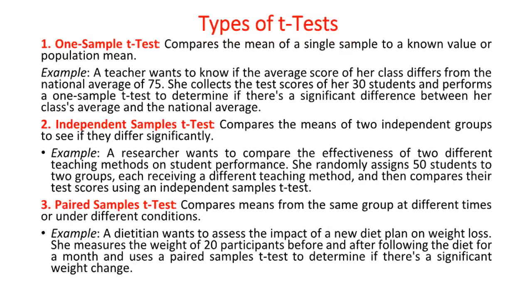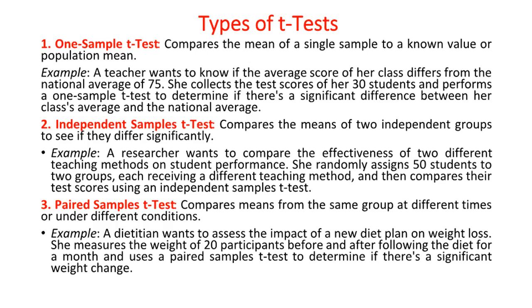Types of t-tests. 1. One-sample t-test compares the mean of a single sample to a known value or population mean. Example, a teacher wants to know if the average score of her class differs from the national average of 75. She collects the test scores of her 30 students and performs a one-sample t-test to determine if there's a significant difference between her class's average and the national average.